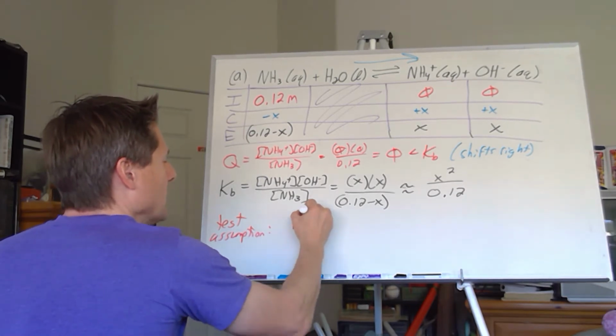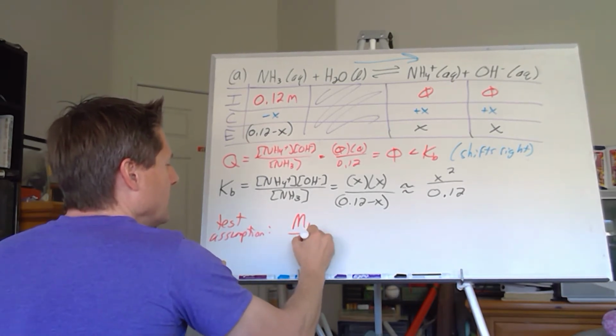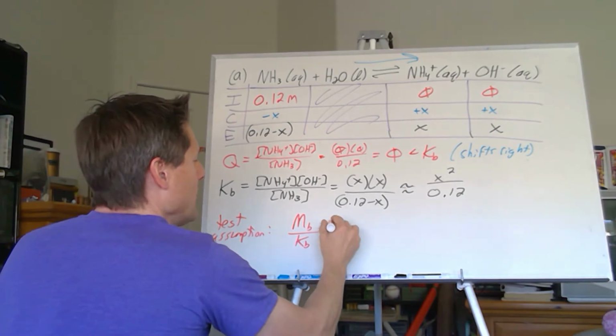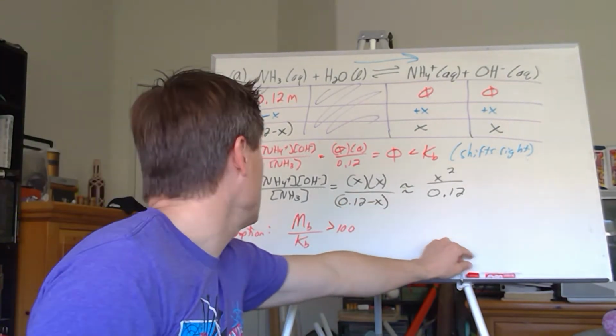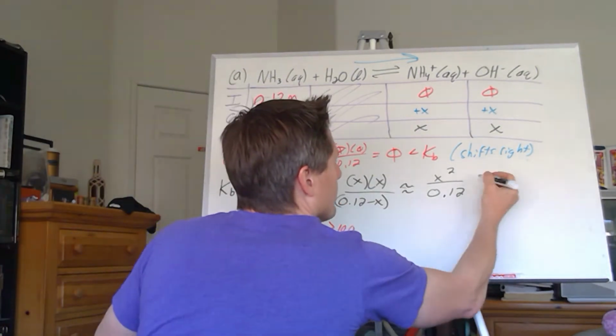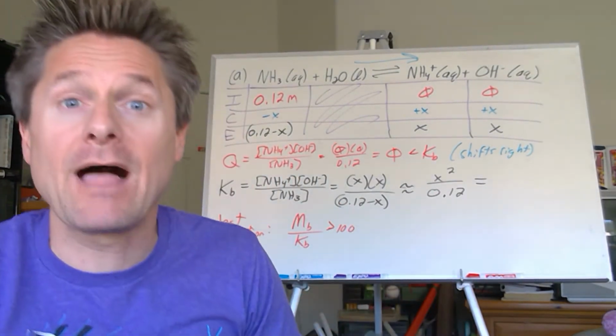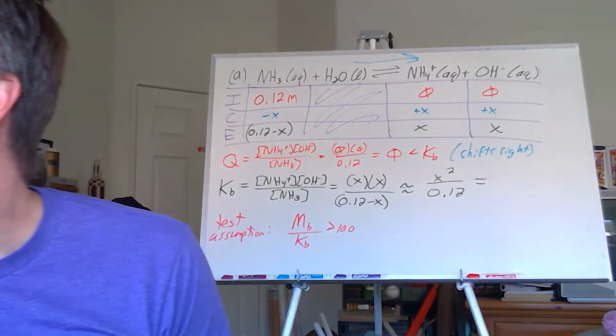And so let's take the molarity of the base divided by KB. Remember, that has to be greater than 100. Let's look up KB. Let's find that KB value because we're going to need it to do this test. So let me grab my base.